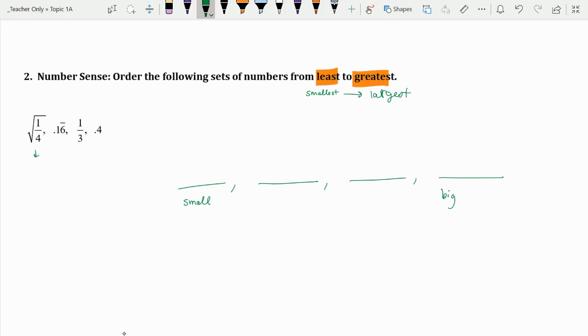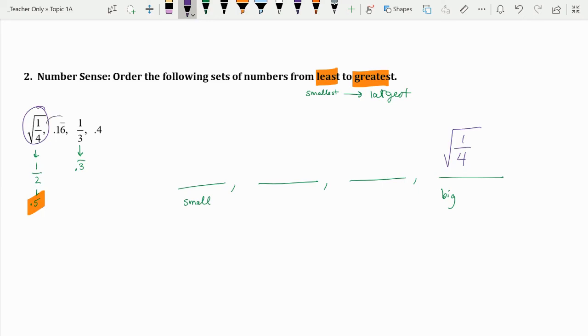The square root of 1/4. Well, I can take the square root of 1, and I can take the square root of 4. So the square root of 1/4 is 1/2. It is going to be 0.5. So that one looks kind of large. It's for sure bigger than 0.1 repeating and 0.4. The only other one that we need to compare it to is 1/3. 1/3 is 0.3 repeating. So 0.5 is going to be the biggest one. So what I'm going to do is I'm going to take the square root of 1/4 and write what the original problem started as. And that's my biggest number.